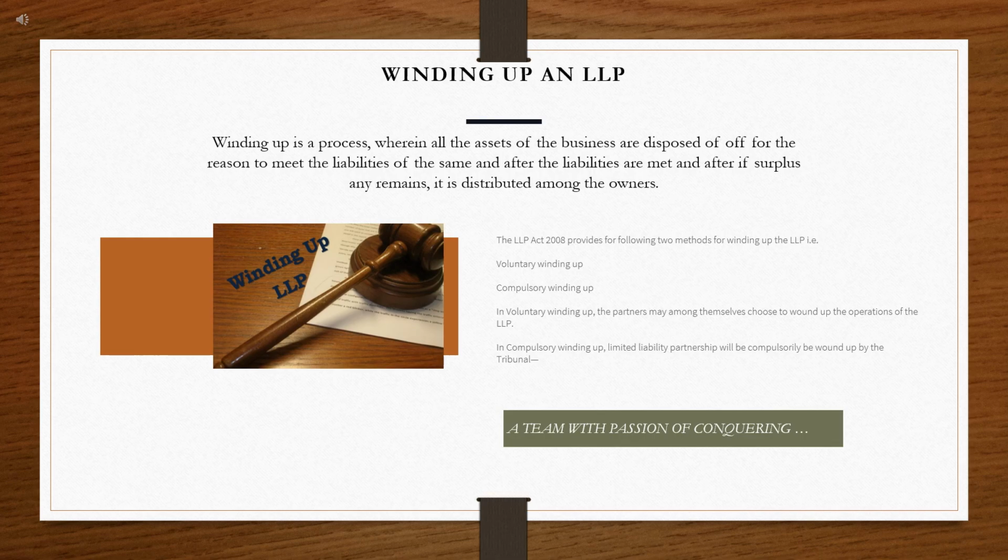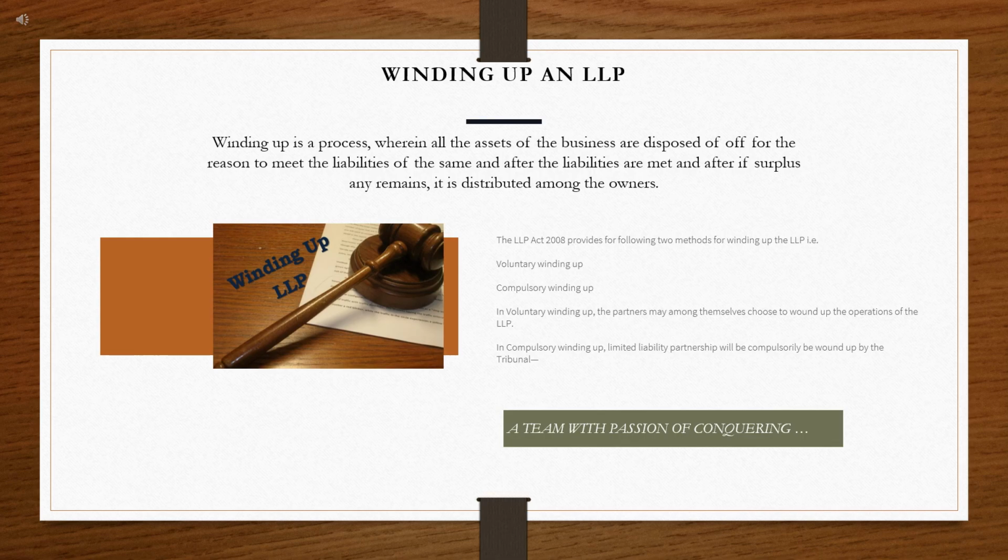Winding up of LLP. Winding up is a process wherein all the assets of the business are disposed of to meet the liabilities of the same, and after the liabilities are met, if any surplus remains, it is distributed among the owners. The LLP Act 2008 provides for the following 2 methods for winding up the LLP, i.e. 1. Voluntary winding up.